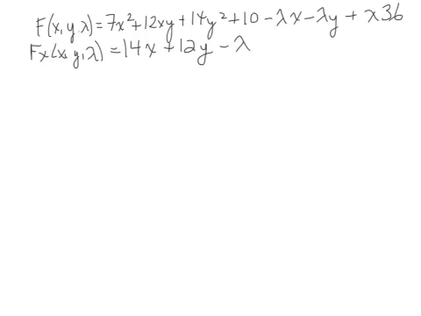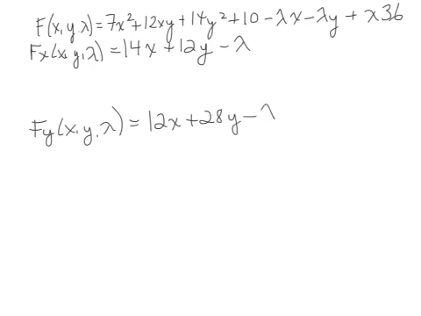I'm going to put this down here because we're going to need some space in the middle. So the derivative with respect to y. Now we're keeping x and lambda as constants. So we have 12x as our first derivative, that would be of the second term, plus 28y minus lambda. Okay, and our derivative with respect to lambda, so we're considering x and y as constants, we have negative x, negative y, positive 36.